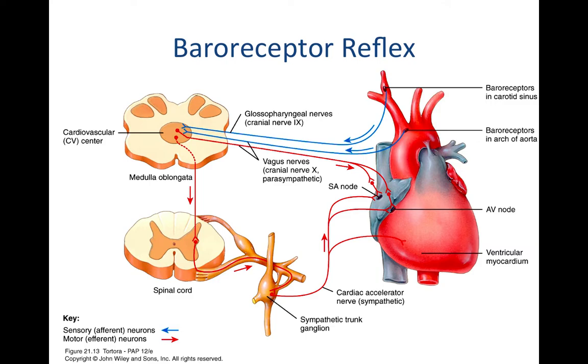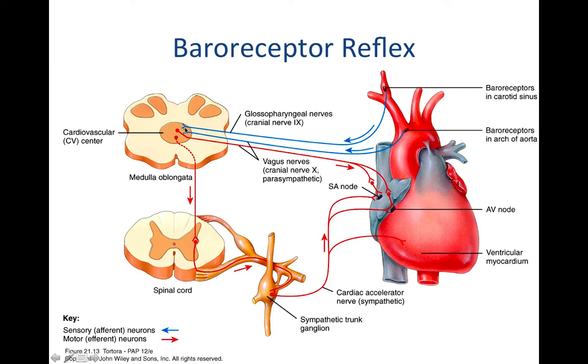So here is a picture of what your baroreceptor reflex looks like. You can see some baroreceptors here in the carotid sinus of your carotid artery. Here are some baroreceptors of your aorta. If you have high blood pressure, they get stretched more. If you have low blood pressure, they get stretched less. So all that information goes to your medulla. Here's a slice of your brainstem right here. The cardiovascular center determines what's to be done. So if your blood pressure is too high, then you get parasympathetic stimulation sent to your heart saying, whoa, slow down. And that'll help decrease your blood pressure.